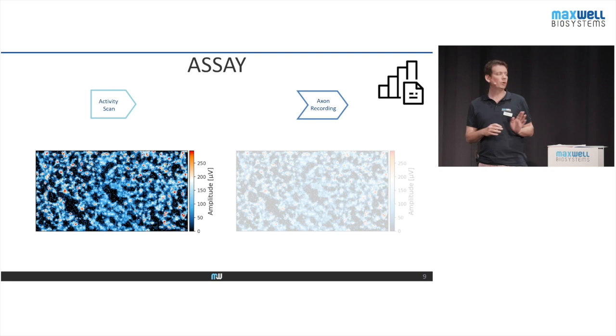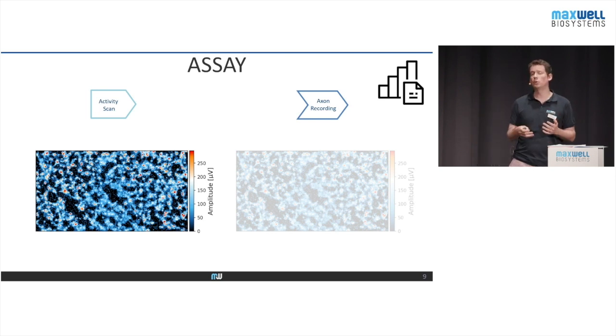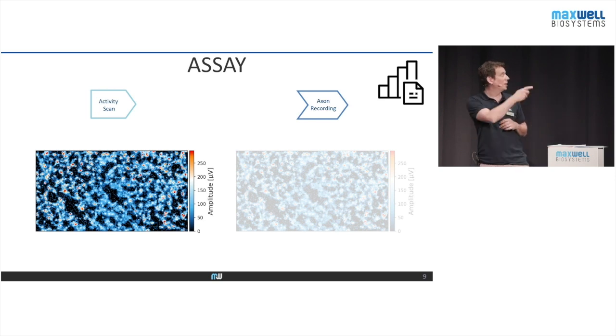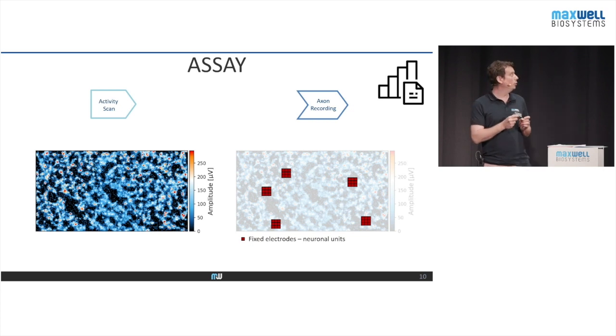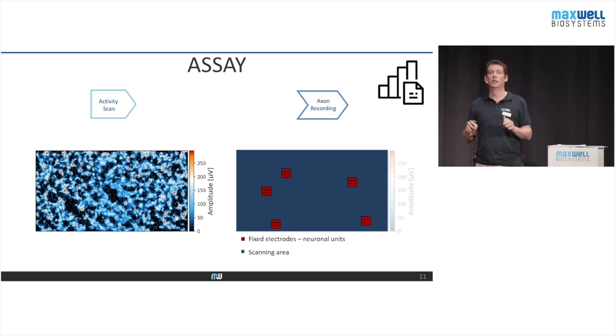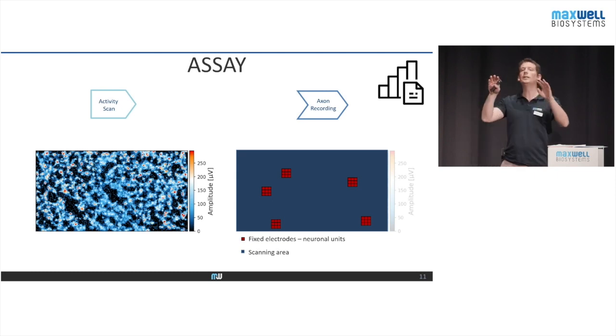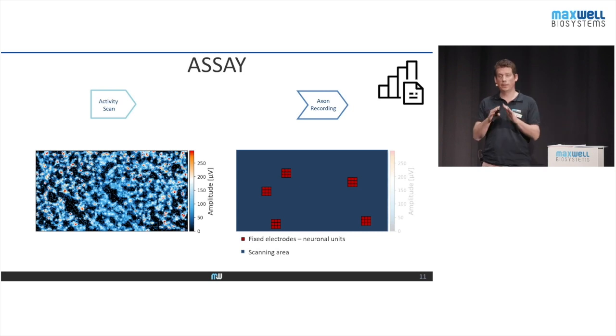So just quickly looking at the assay part, so how to record this type of signals, we start by doing an activity scan. So we have identified the cells on the array. Then we select what we call neuronal units, or these fixed electrodes, which are basically the location of the putative neurons we want to resolve. And then we also define a scanning area. So we will try to reconstruct the electrical propagation of these selected neurons on the entire scanning area. Usually we take the entire array, but we can also limit that if we want.